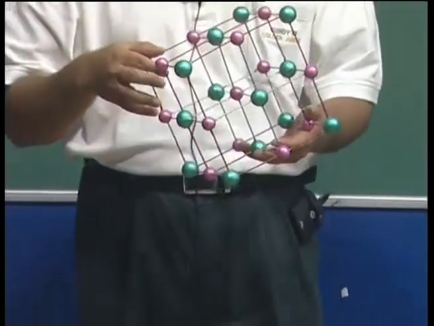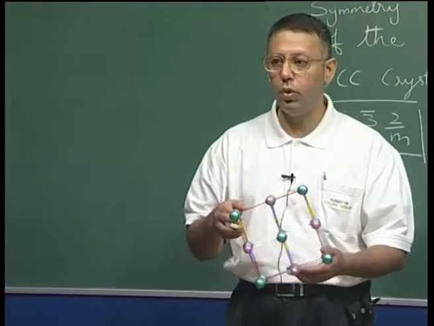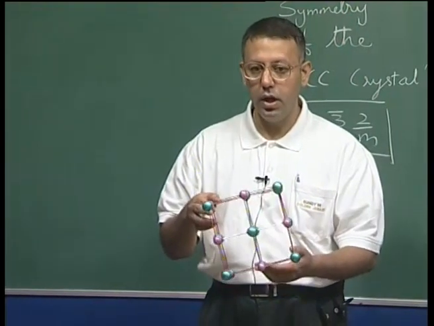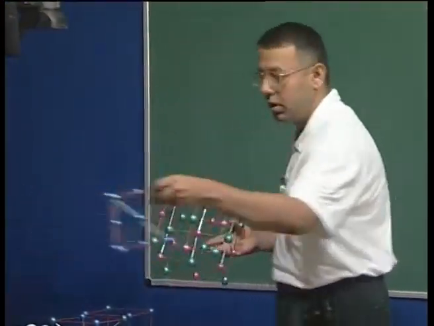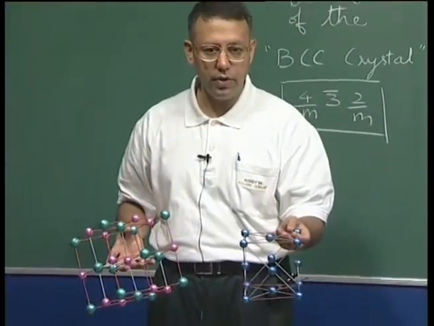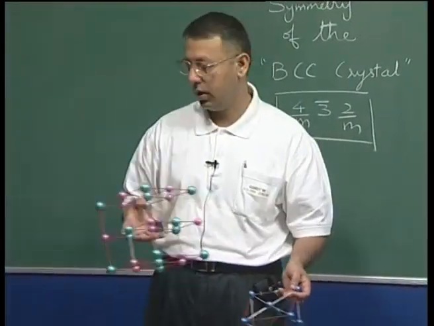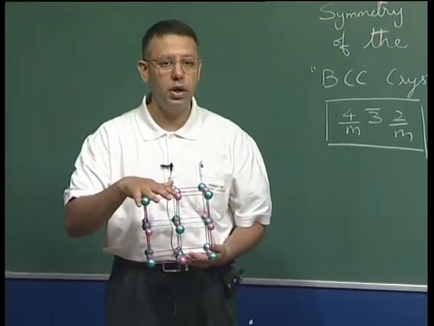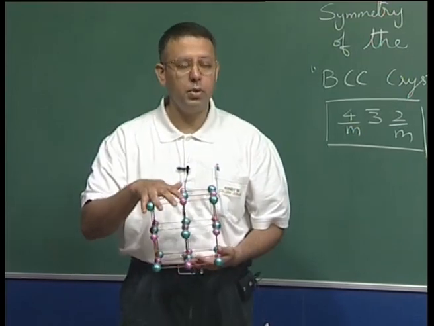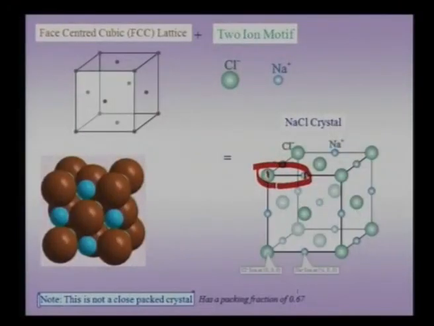Now, as I mentioned, this structure is not obtained from a monoatomic or monosphere decoration of the FCC lattice, and this is not a closed pack structure. The packing fraction of a closed pack structure is 0.74, or 74% of space is occupied by spheres, and as we shall see, this is only 67%. So, the packing fraction of this kind of structure is lower, and therefore, I cannot call it a closed pack crystal merely because it is based on the FCC lattice. This has a lower packing fraction, which is 0.67.